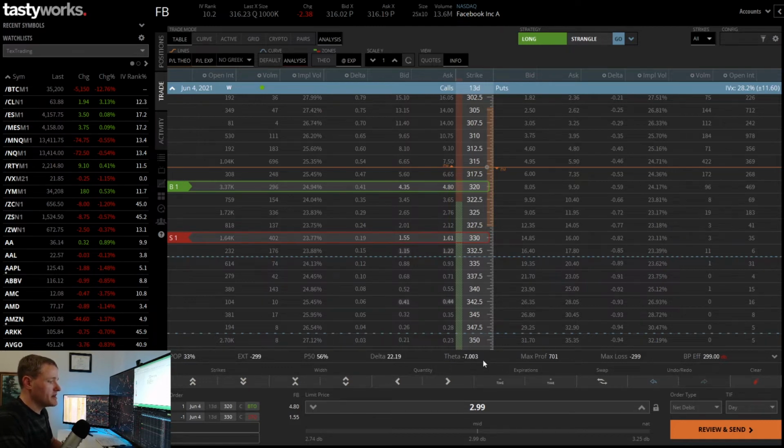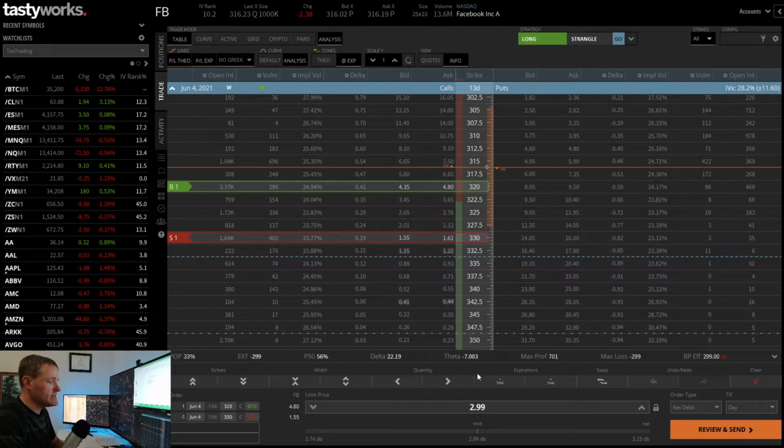Now we see the theta number here. You can see it's -7. So this is telling us how much this spread is going to lose just from the passage of 1 day. So remember, when you open a debit spread, theta is your enemy. It is working against you. Every single day that passes, this spread is going to lose $7 in value.